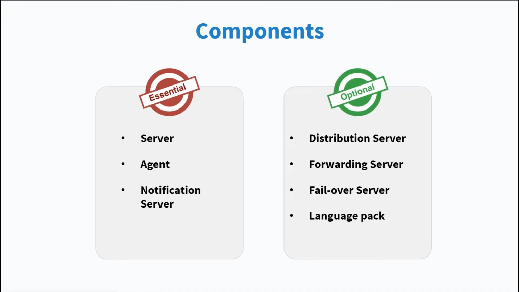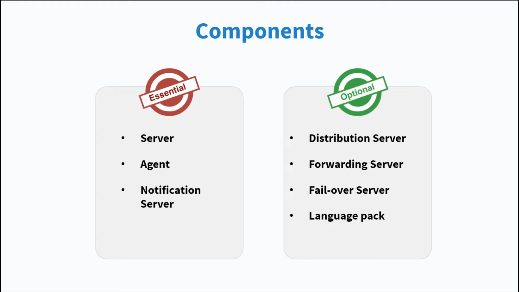So here come the components involved when it comes to Desktop Central. As you can see, there are 3 essential components and 4 optional components. So you should be aware of the server, agent, and the notification server, which are the essential components. And you might wonder, what are the optional components? By now, you should be aware of the distribution server, forwarding server, and the basic language pack.